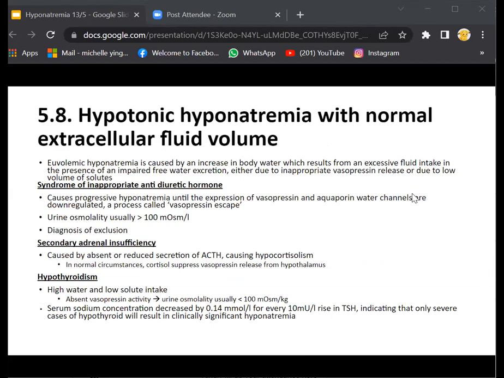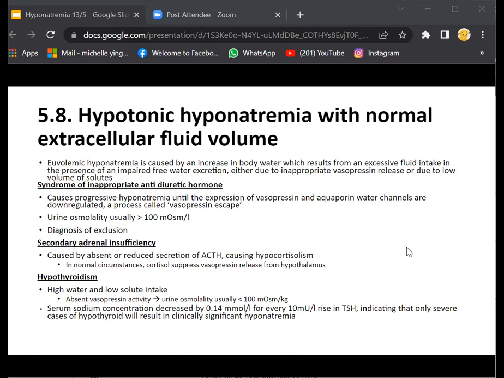Next, for hypotonic hyponatremia with normal extracellular fluid volume, euvolemic hyponatremia is caused by an increase in body water, which results from excessive fluid intake in the presence of impaired free water excretion, either due to inappropriate vasopressin release or due to low volume of solutes. The examples are SIADH, syndrome of inappropriate antidiuretic hormone, secondary adrenal insufficiency, and hypothyroidism.